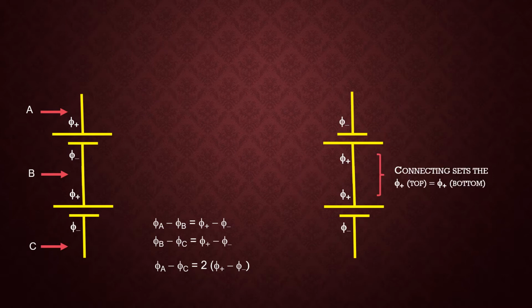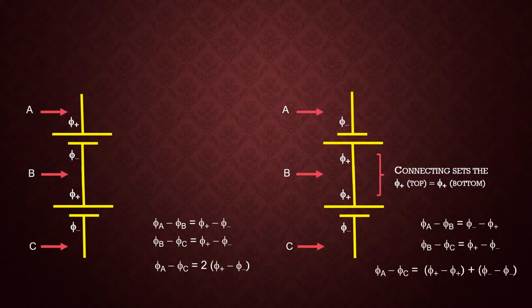Just for the sake of completeness, if I inverted the directions of the series voltage sources, again, I set the potential at the connecting bar equal, same as before. However, if I look at the difference in potential between A and B, I still get phi minus minus phi plus, right? And if I look at B versus C, same arrangement. That's the correct arrangement. And if I look at the difference between A and C, I now have a potential of 0.